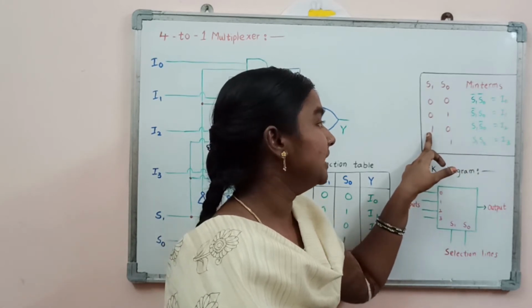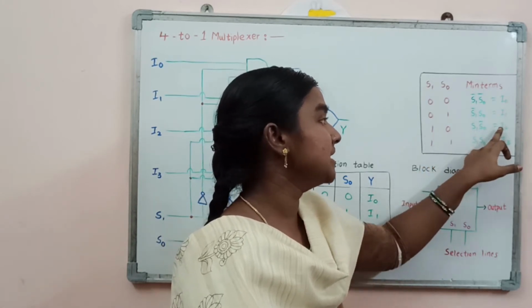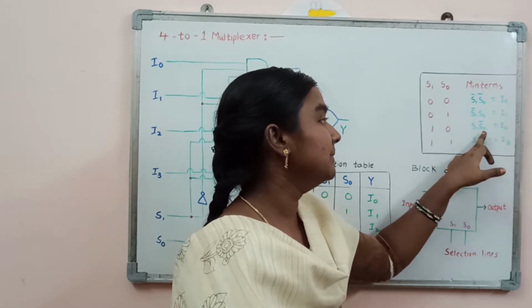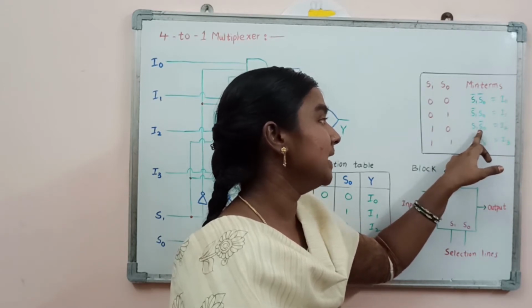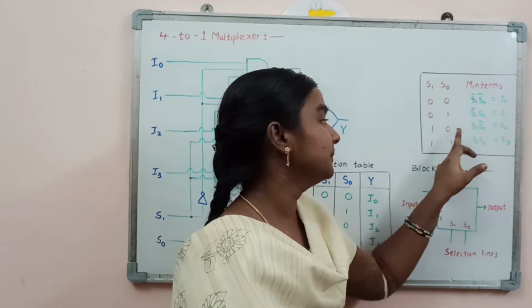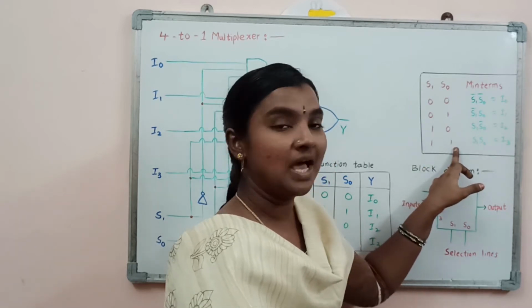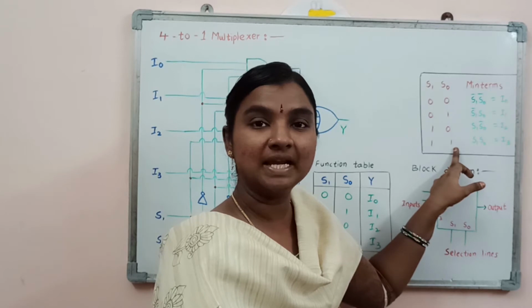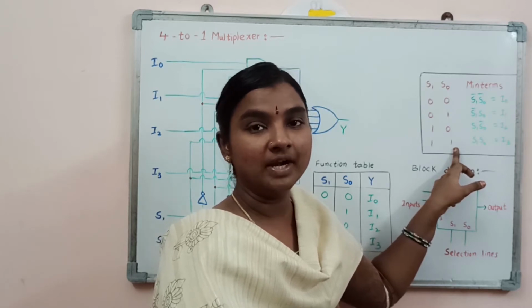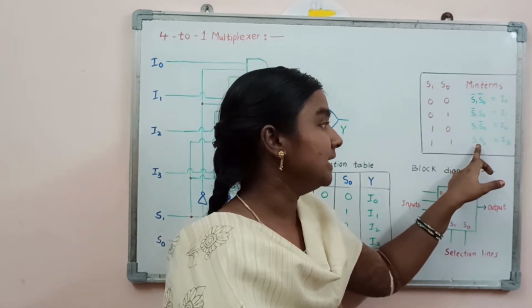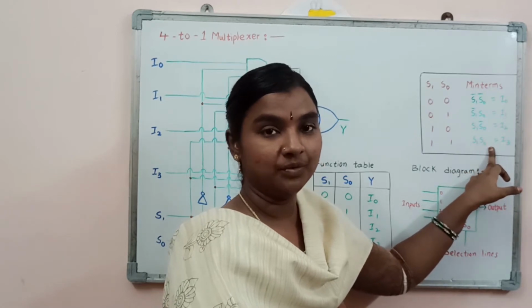And if the binary bits are 1, 0, it is going to select I2, and the minterm, we may write as S1 and S0 complement. And with the 1, 1 combination on the selection lines, it is going to select the I3 input, and the minterm can be written as S1 and S0.